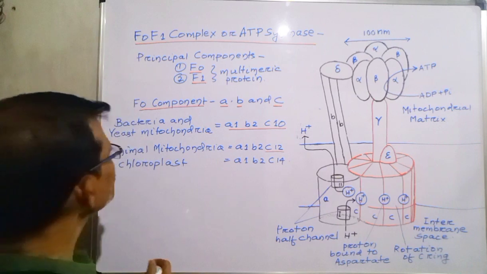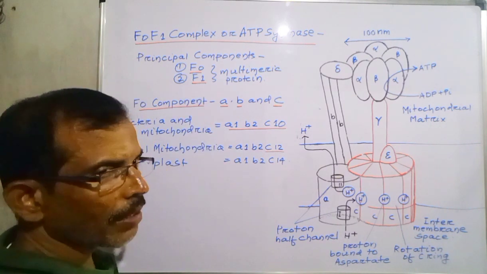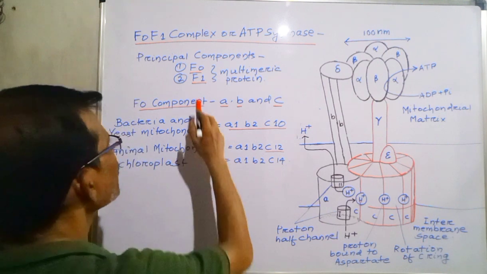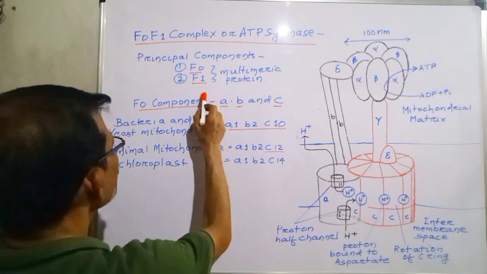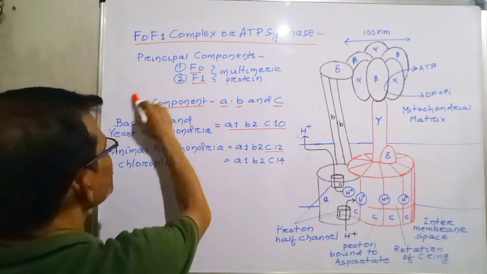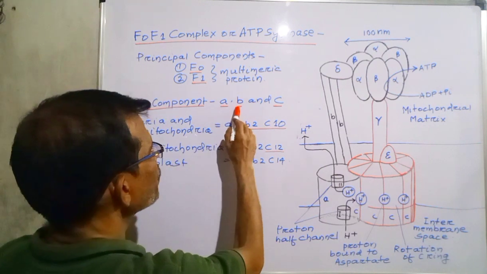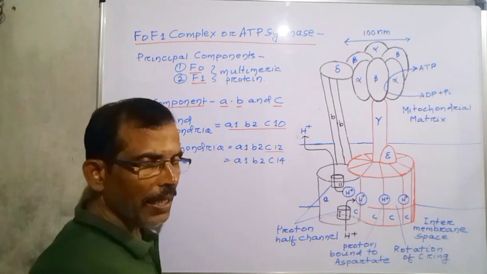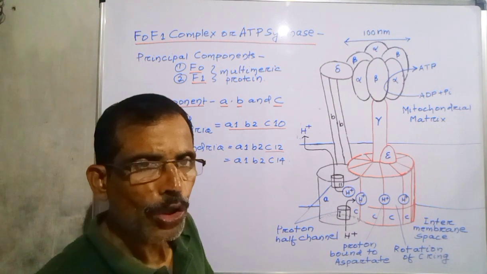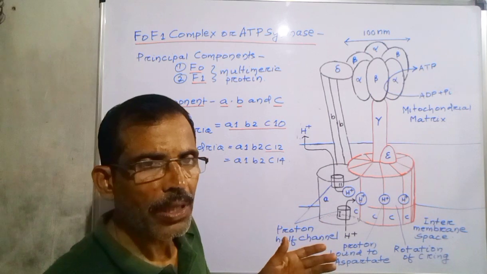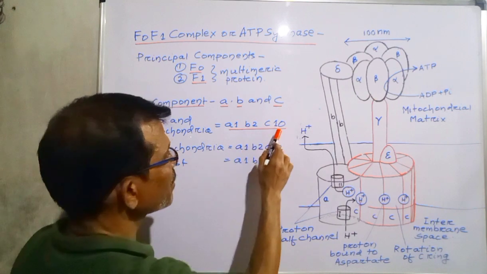This enzyme consists of two principal components, both of which are multimeric proteins. The components are FO and F1. The FO complex contains three types of integral membrane proteins, such as A, B and C. In yeast mitochondria and in bacteria, the most common subunit composition of the FO complex is A1, B2 and C10.